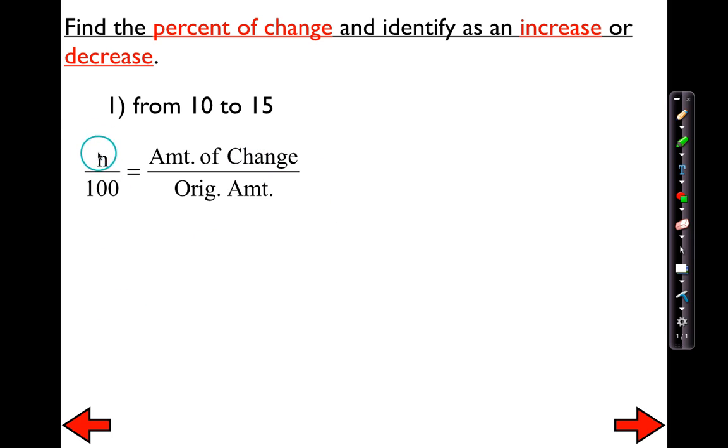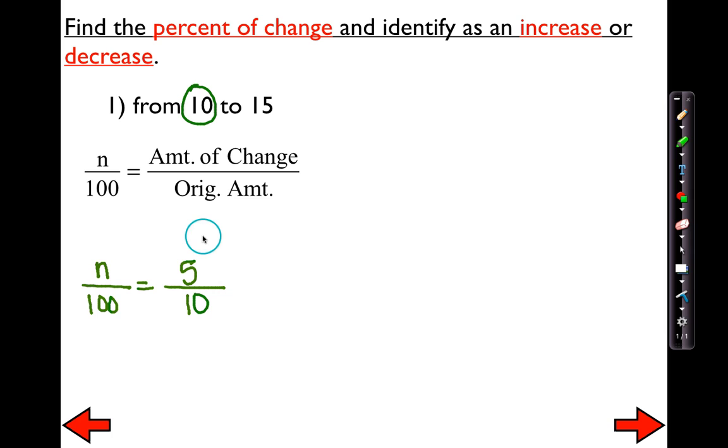Of course, n stands for the percent. I don't know what that is, so I'm going to go ahead and leave it as n over 100 equals the amount of change. How did 10 become 15? It changed 5, so I'm going to put 5. Now the original amount was a 10, so I'm going to put a 10.